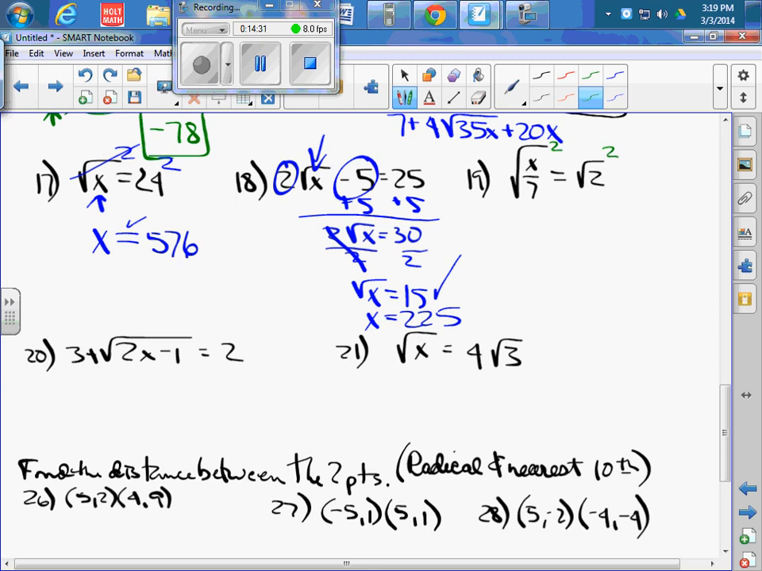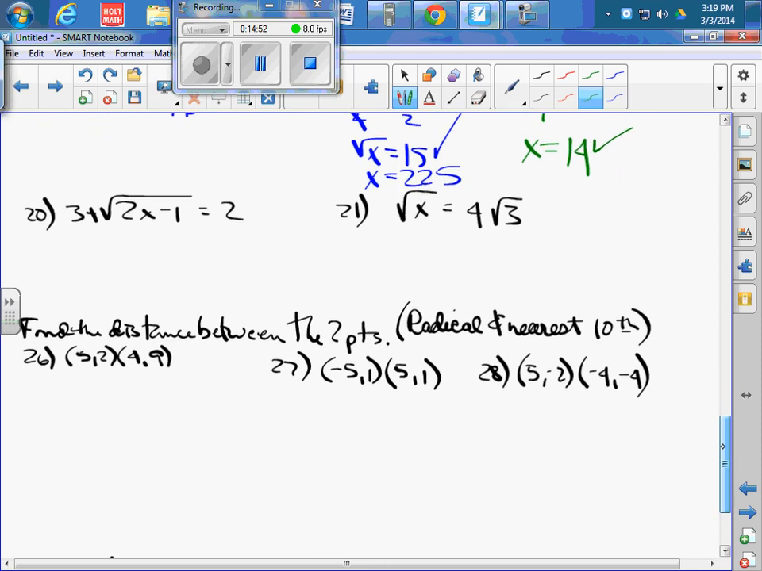This is the only exception to this necessarily being your first move: if you have a radical on both sides, just square everything automatically. You get x over 7 is equal to 2. Multiplying both sides by 7, you get x is equal to 14. 14 divided by 7 is 2. Radical 2 is equal to radical 2, so it checks out.